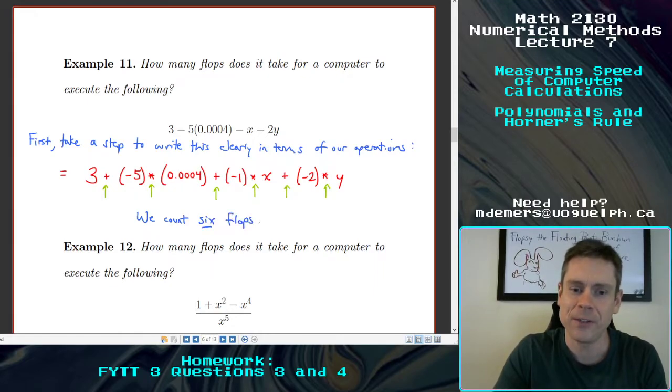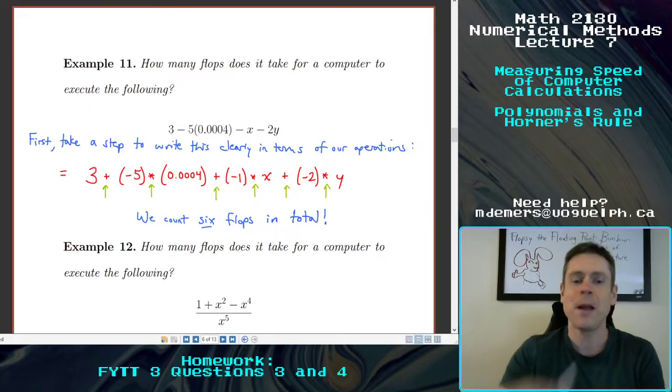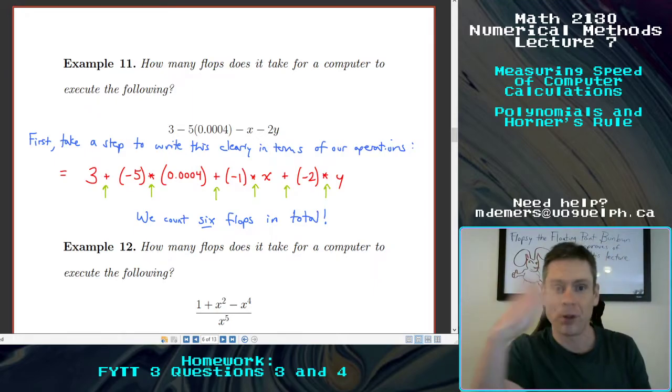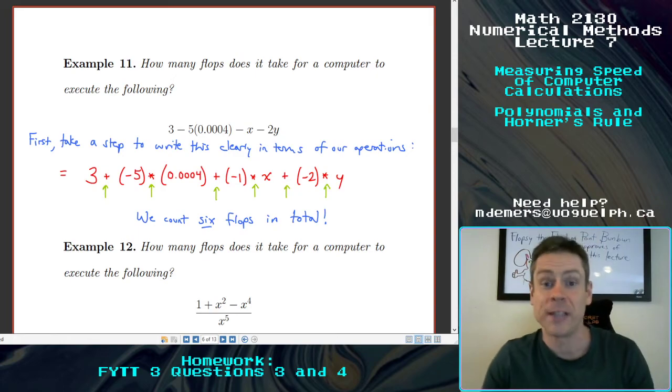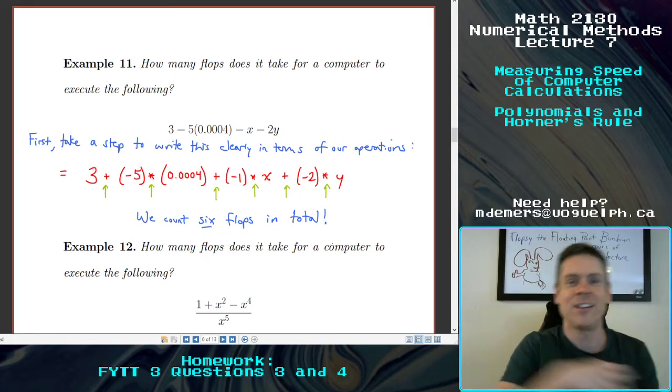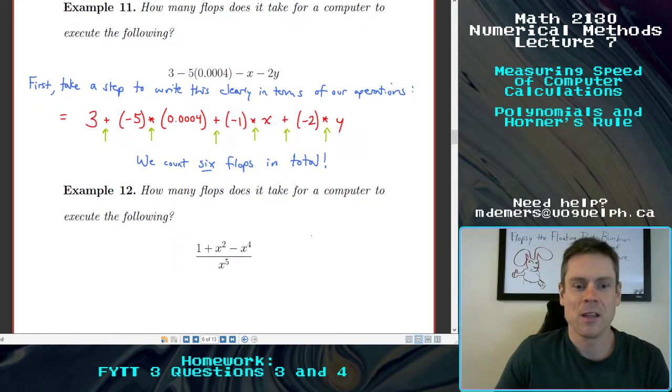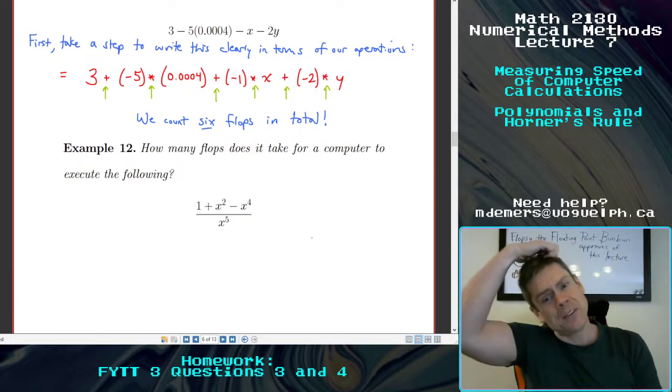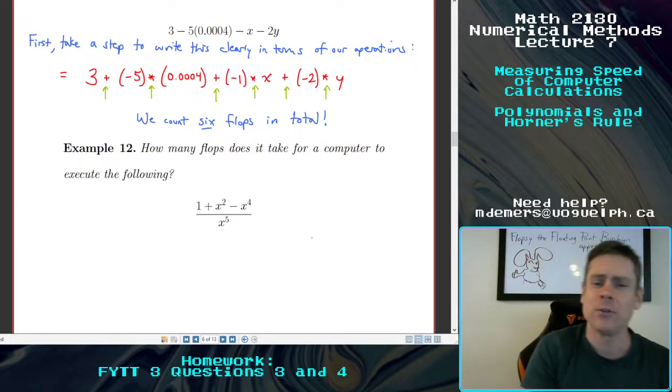And if you don't carefully write that out, you might miss something. It's possible, right? You might be able to count it up correctly and remember all the different rules, but I just find that this really helps. Having taught this last year, same darn thing. All right, next question. How many flops does it take for a computer to execute the following?